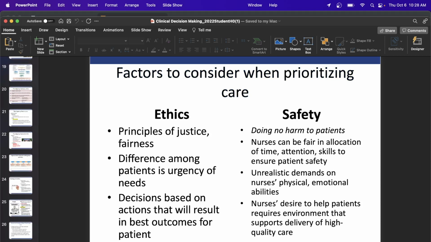We are the most trusted profession out there. Every year in the Gallup poll, nursing comes out on top, except for 9/11. Those firemen, rightfully so, should have been post 9/11, right? But nurses are trusted. We are entrusted by the public, and we are entrusted to earn their trust and respect. So we need to be competent in our practice. Difference among patients in urgency of needs, again, determining who is at greatest risk for decompensation. And then we always make our decisions based on the best outcomes for the patient. Patient is the center of care.